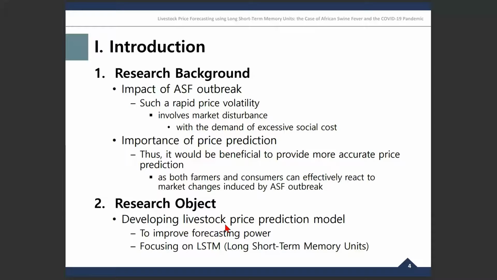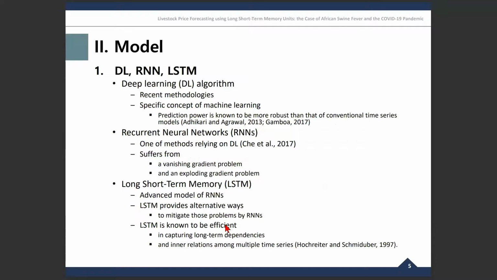Conventionally, typical time series models are used to develop prediction models. However, we focused on introducing a new method, machine learning. It is called LSTM, long short-term memory unit.